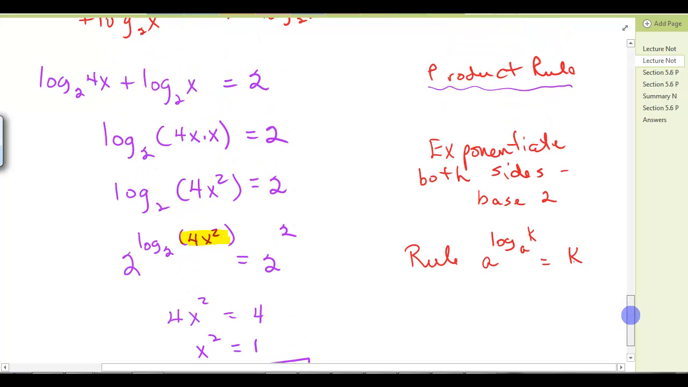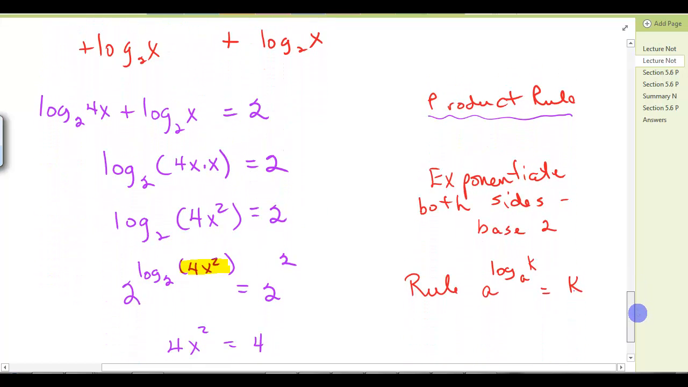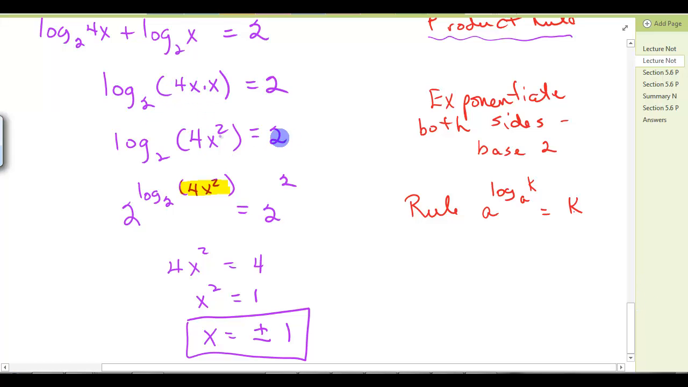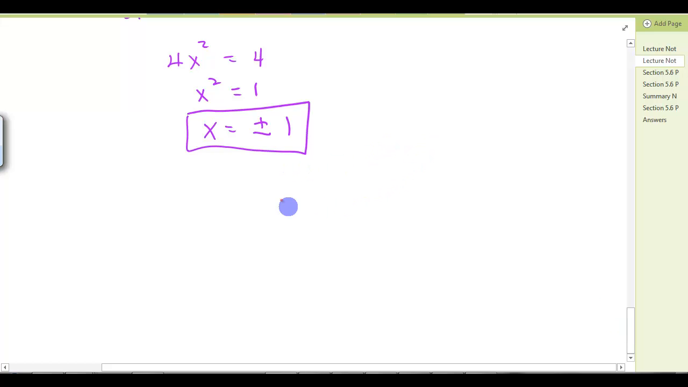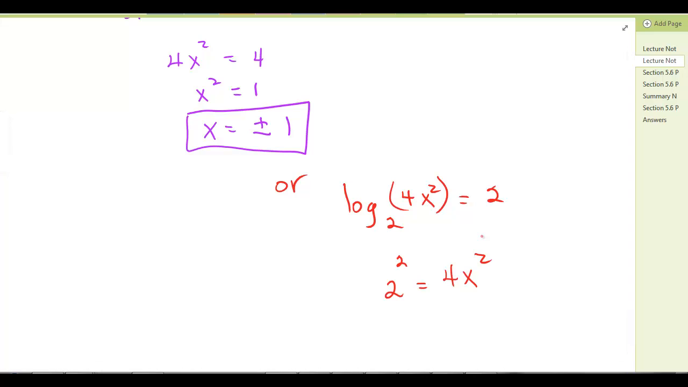Now, you might see this done a little bit differently once you get to here. Let me just show you another way to possibly do that. If we had log base 2 of 4x squared equals 2, instead of exponentiating, you can say, okay, I want to change this into an exponential expression. Here's my base, here's my exponent, here's my argument. So 2 squared equals this. So you're doing the same thing. Your book is going to do it the way that I've been showing you, but this is also a valid way to just say, I know this is the base, I know this is the exponent, here's the argument. Base to exponent equals that, and you can go ahead and work that way.